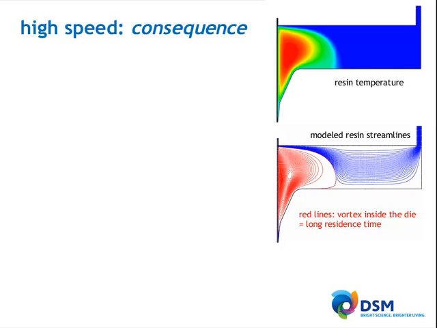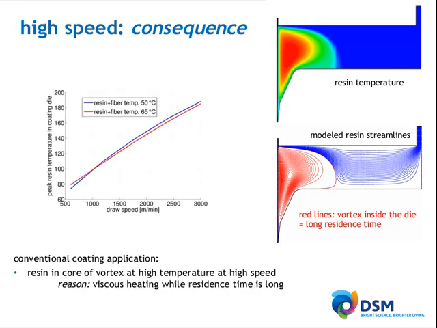So in the bottom of this graph you see the draw speed all the way up to 3,000 meters a minute, and the peak resin temperature inside this coating die, so basically the peak temperature inside this vortex. We apply the coating at 50 and also at 65 degrees C in these two calculations. And what you see is that already at 2,500 meters a minute we have a maximum temperature of about 160 degrees centigrade. It really puts some strain on the resin, which we have to take into account because it cannot handle that forever.